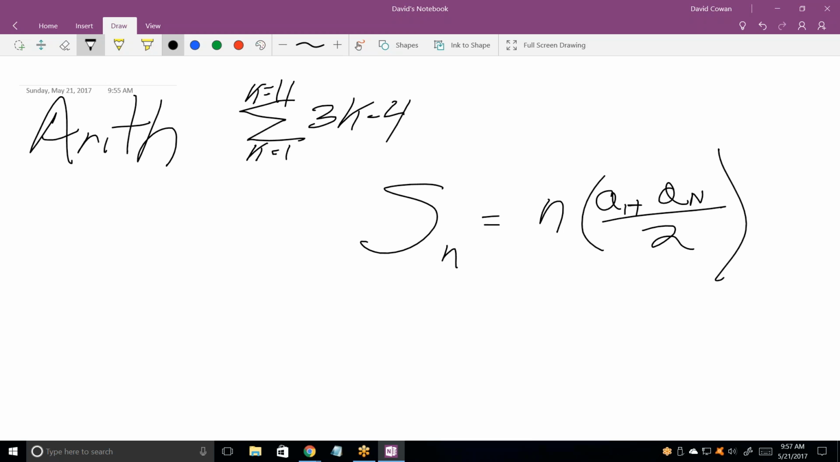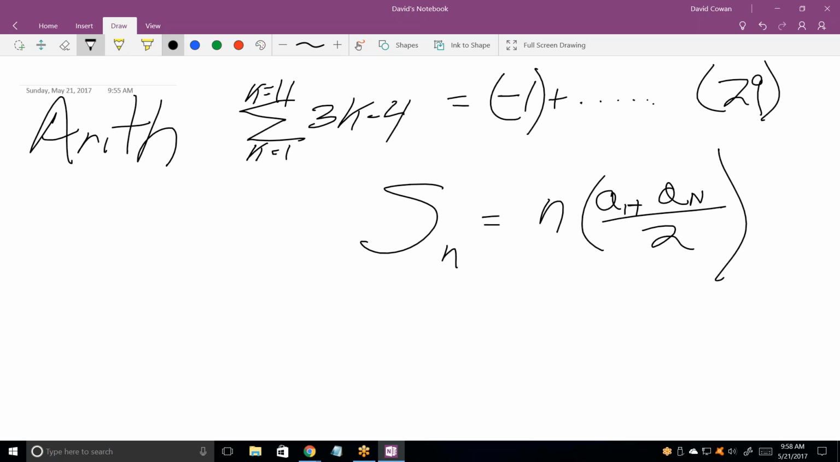It's easy enough to figure out the first term. What's the first term? In other words, the first k is 1. If I plug it in, my first term of that series is negative 1. You see why? Minus 4. What's the last term? I don't need all the middle terms, all I need is the last term, the nth term, or the 11th term. What is the 11th term? Would it just be 33 minus 4, so 29?